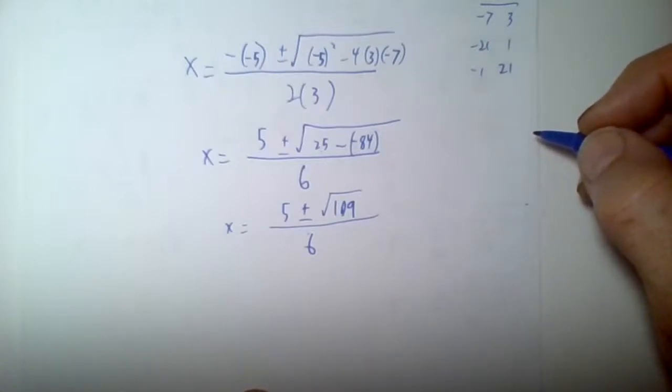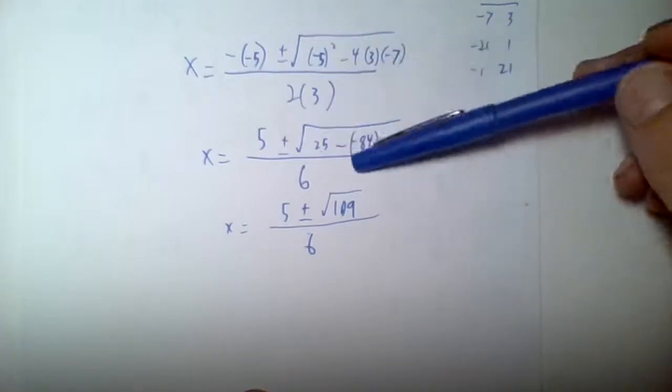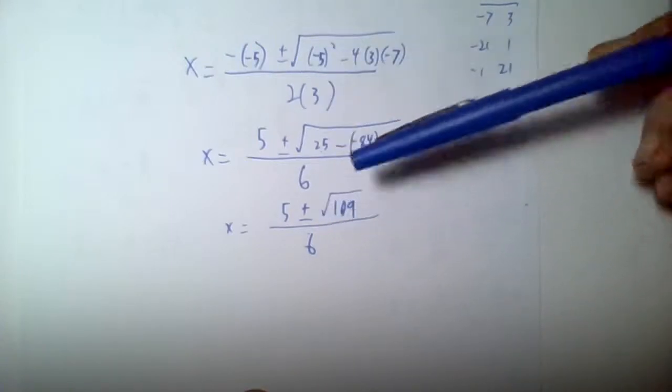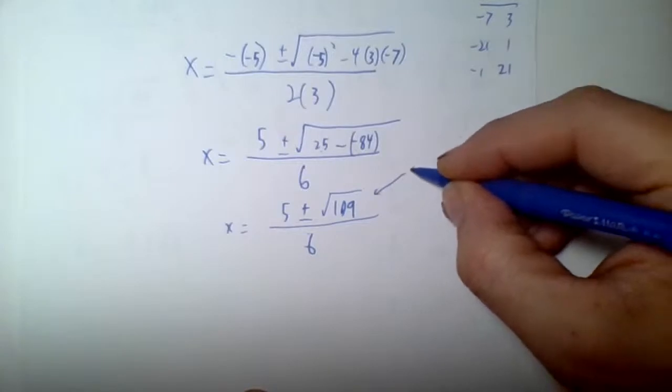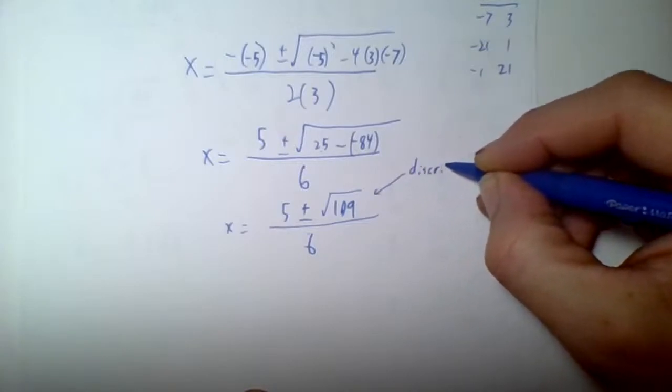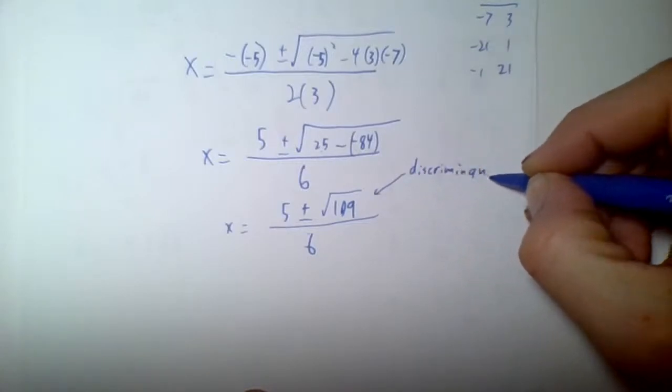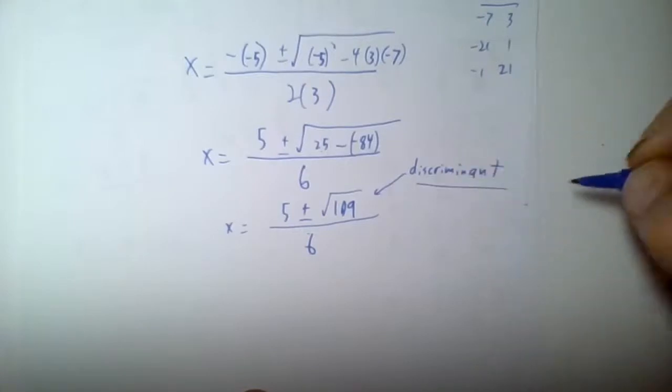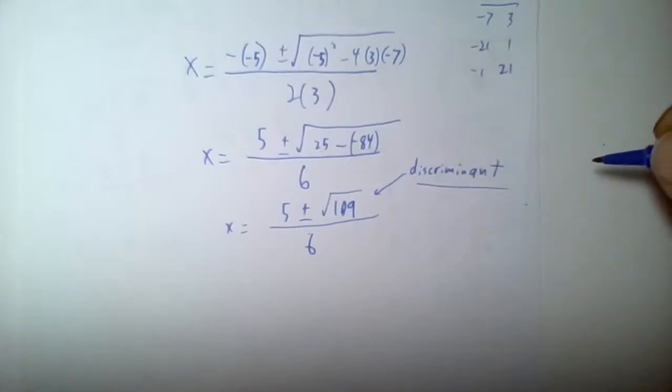Most of the work's inside that radical, and this value that we end up inside here has a special name. This is called the discriminant. Now, I'm sure you weren't just sitting there wondering what the name is for that, but we call it the discriminant because it's what helps us separate out the different kinds of things that can happen here.